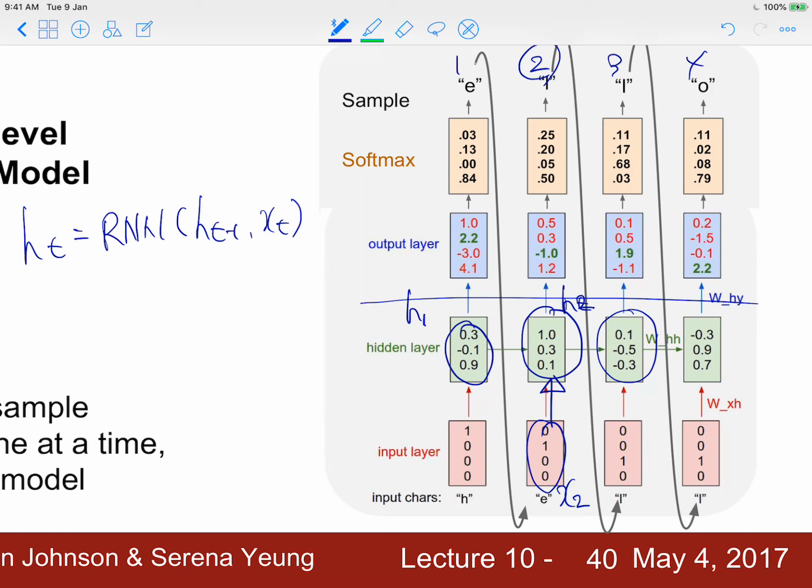Okay, so there will be just the same in almost all the models, like many-to-one or many-to-many or one-to-many and so on. Okay, and then if we want to have a many-to-many model, we use these h1, h2, h3 and so on to produce the output in whatever form that we want.